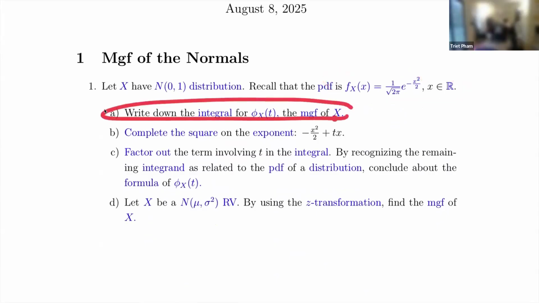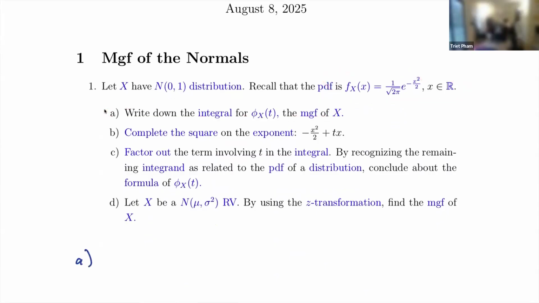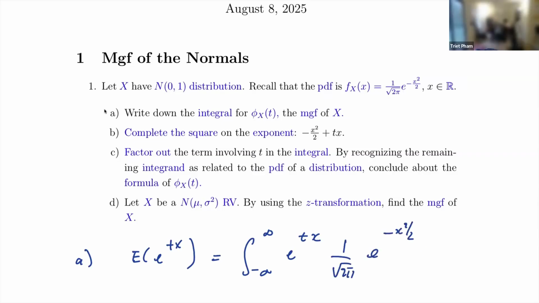And so the first order of business is to write down the expectation, which is the integral of e to the tx times 1 over root 2 pi times e to the minus x squared over 2, dx. So our business is to calculate this integral. Now, you might look at B and C already. But just in case, to give some idea here, is this an easy integral to calculate? What technique will we use if you see this integral?